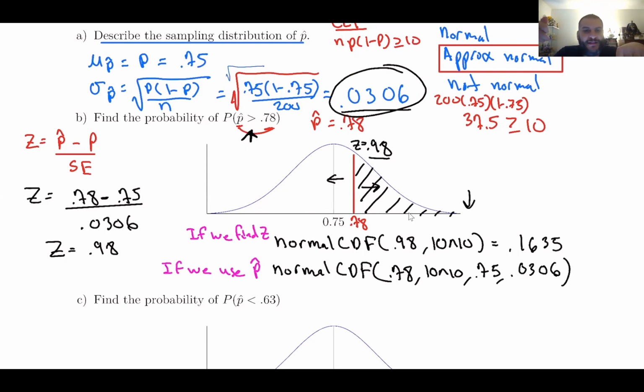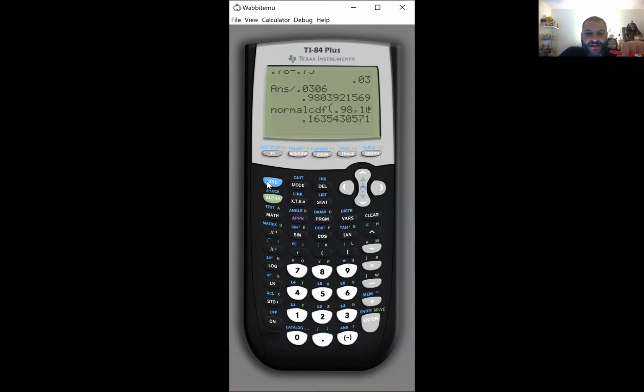So if you don't want to find the z-score, this is the other way you could do it. You put p hat, then the upper bound, then the mu of p hat, and sigma of p hat. I'm going to find this in my calculator so I can show you that you get roughly the same answer. So you go second vars, normal CDF, 0.78, scroll down, and for mu, you put 0.75.